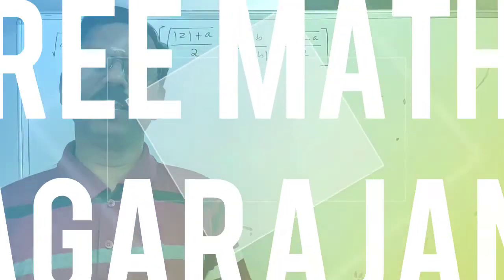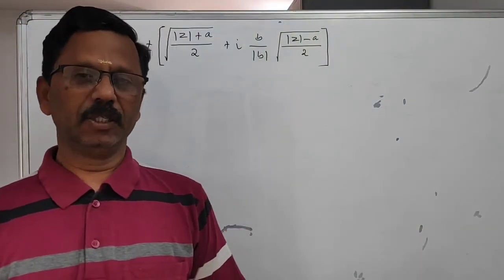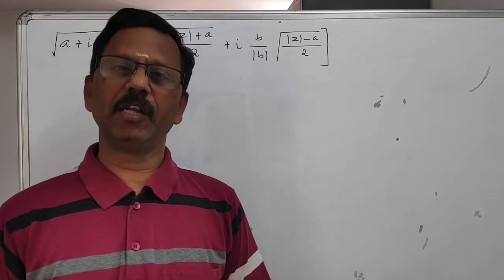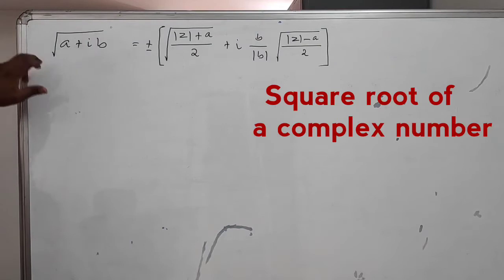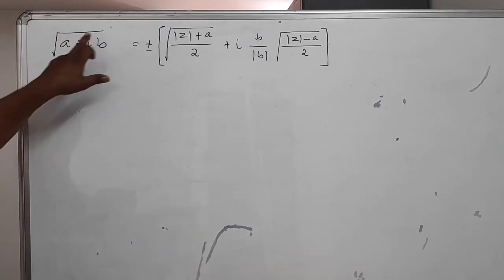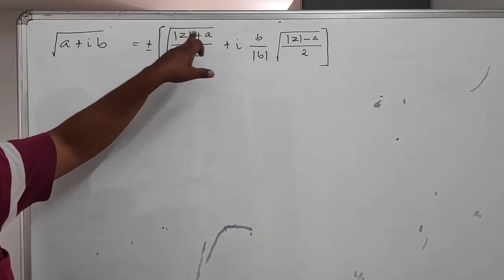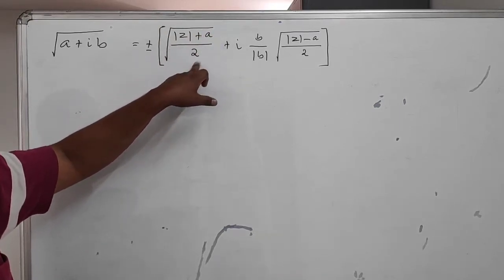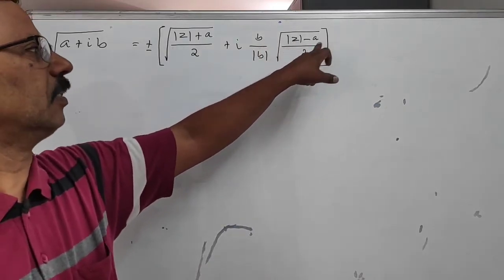Hello students, today let us see how to find the square root of a complex number. The square root of a complex number is also a complex number. Now for that, you have to find the square root of a plus ib. It is nothing but plus or minus square root of (modulus z plus a)/2 plus i b/modulus b into square root of (modulus z minus a)/2.